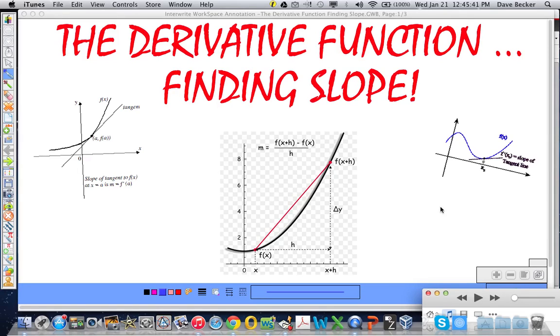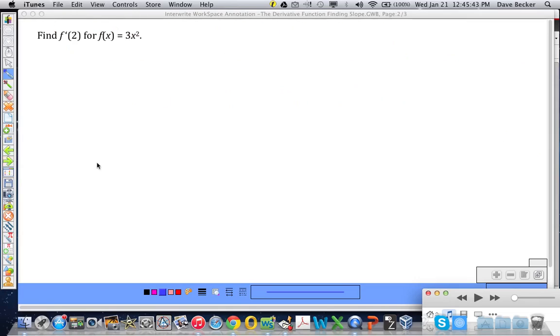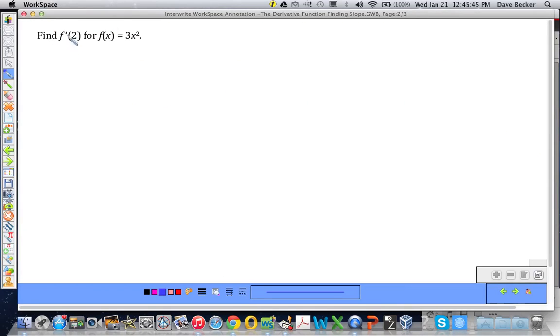Okay, so here we are. Find f prime of 2 for f of x equal to 3x squared. Well, what does that mean? Well, that means find the derivative of f of x for x equal to 2. So we have to find the derivative first, and then once we find that, we replace x with 2.